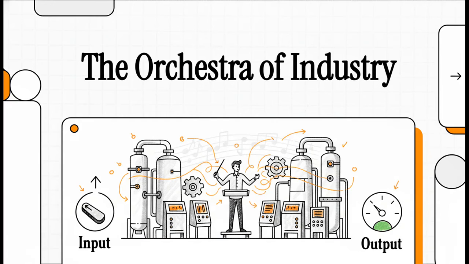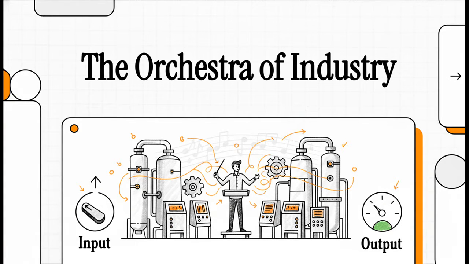Have you ever thought about what a modern chemical plant really is? It's not just a jungle of pipes and tanks. It's more like a vast, complex orchestra. You've got thousands of instruments, all those pumps and heaters and valves, and they all have to play in perfect harmony 24/7 to create the products we use every single day.